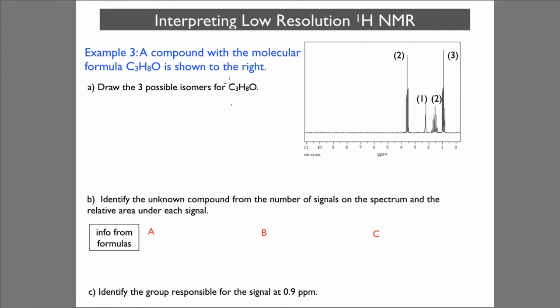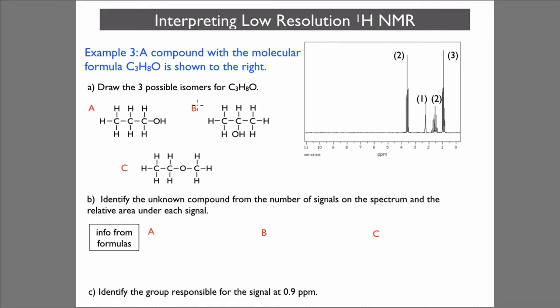Example 3. A compound with the molecular formula C3H8O is shown to the right here. And we're going to be given 3 possible isomers. We're going to have propan-1-ol, propan-2-ol, or methoxyethane. And we're going to identify the unknown compound from the number of signals on the spectrum and the relative area under each signal.